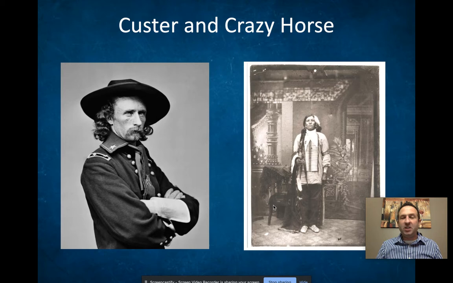Now, he leads his expedition to the Black Hills to prevent raids, and gold is discovered. Of course, thousands of people begin pouring into the Black Hills, thousands of whites, that is. And this, of course, angers the Sioux, leading to small skirmishes. So by 1874, tensions are high.